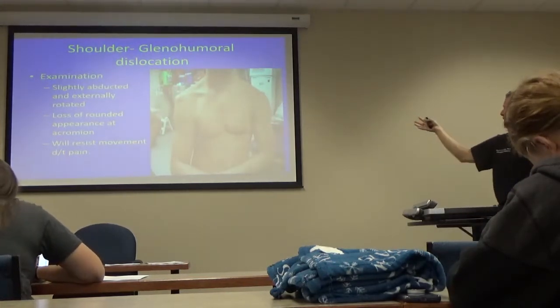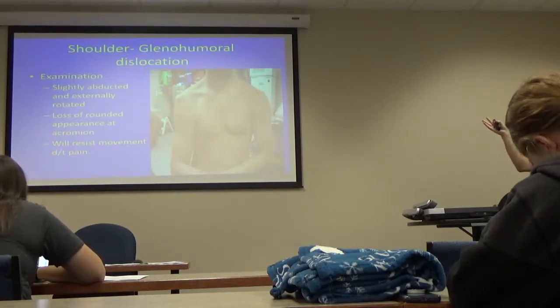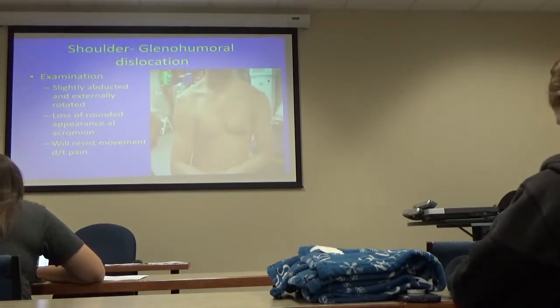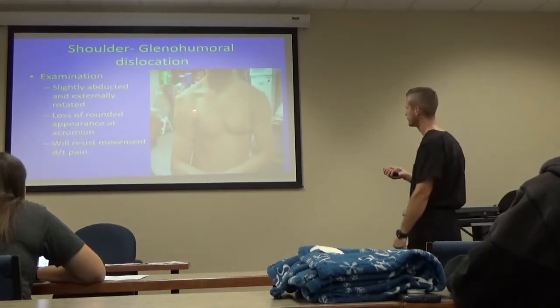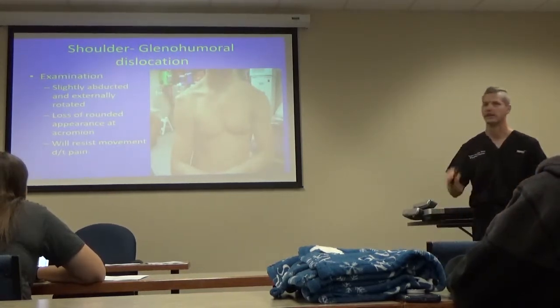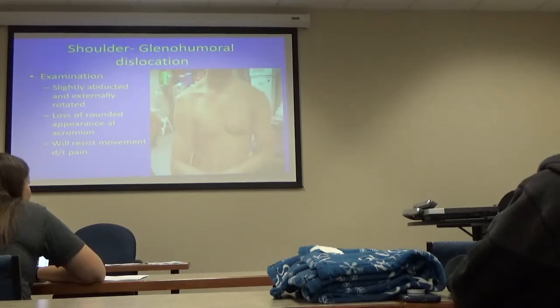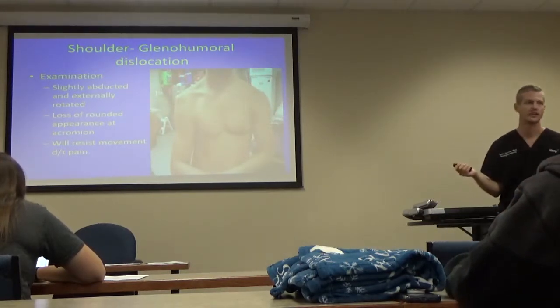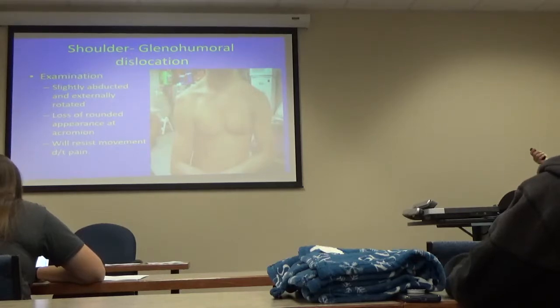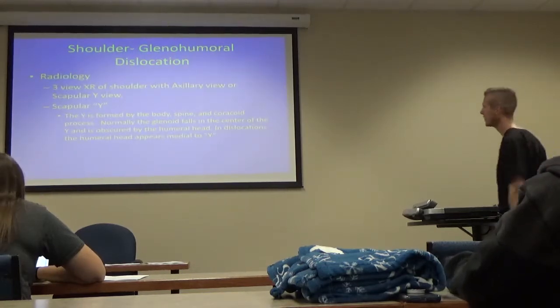Now, you can have some minor subluxations and things like that that don't quite look like that, but a true shoulder dislocation is going to have that loss of rounded appearance right there. You can just feel on their shoulder, going down the top, around their acromion, and all of a sudden you're like, yeah, that's dislocated. They will resist movement due to pain, obviously. Their shoulder's out, doesn't move really well. It hurts, so don't give them too much of a hard time about it. They don't want to move their arm.